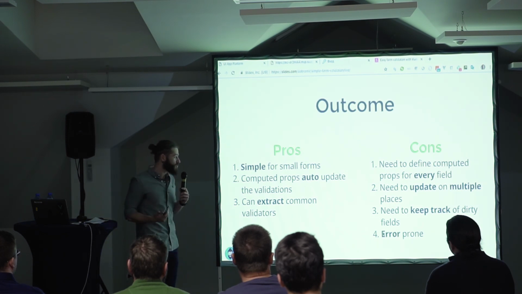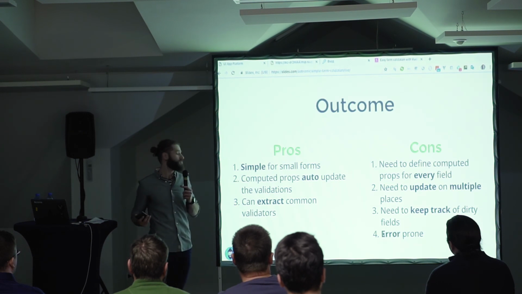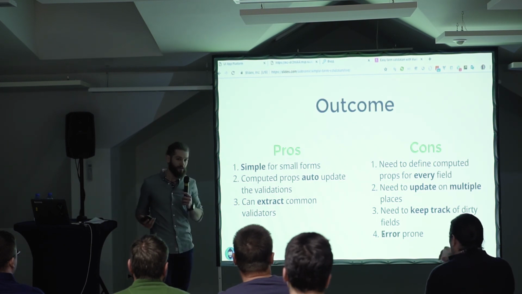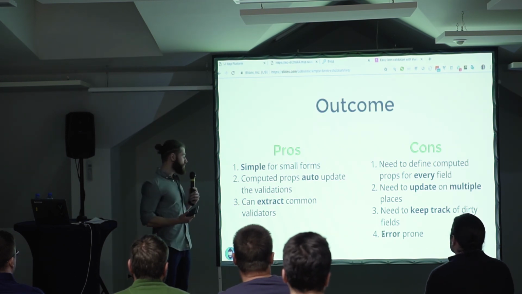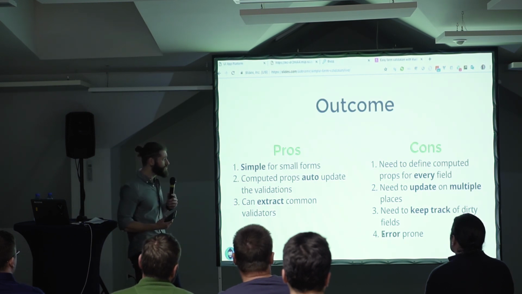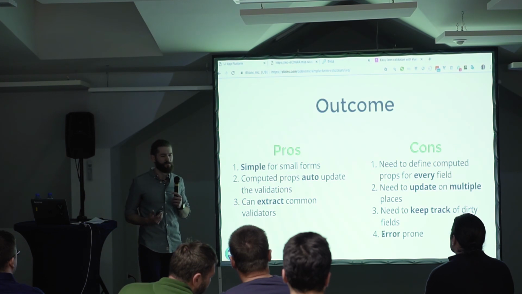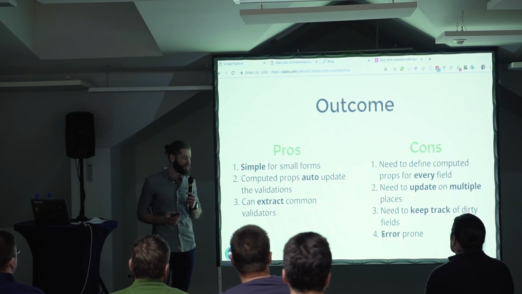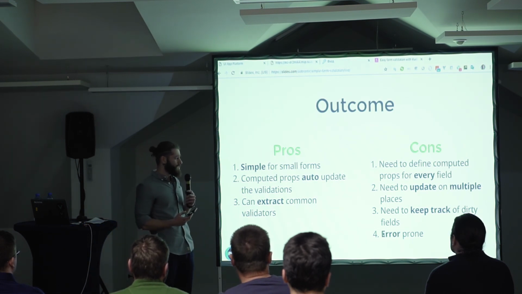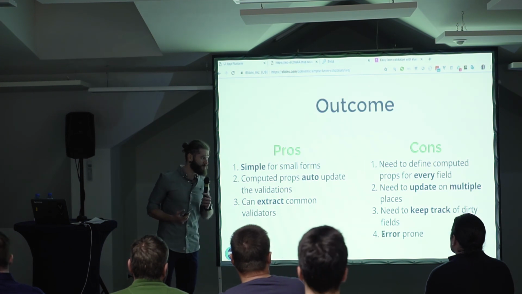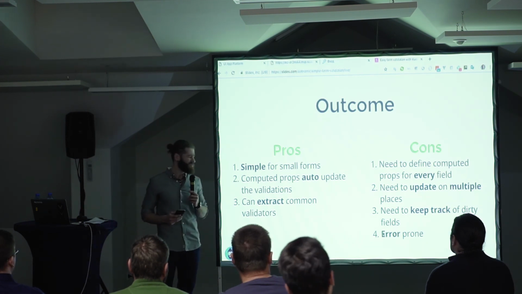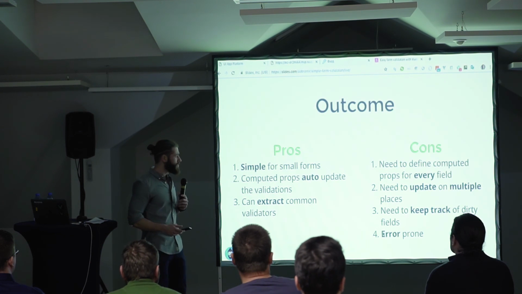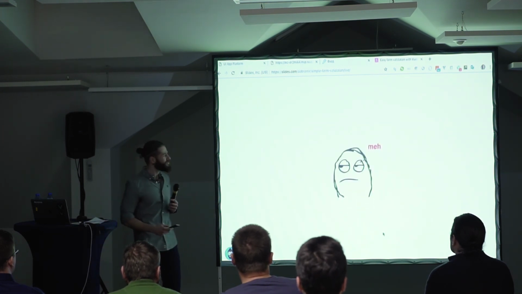So the pros, it's super simple for small forms. You just have a few computed properties and you're done. Computed properties auto-compute on the fly every time, so you don't have to worry about that. And you can extract your common validators. The cons though, you need to define your computed properties for every single field you are trying to track. You need to update your hasErrors in multiple places, you need to update the templates. It's a lot of updating, and you need to keep track of your dirty fields on your own. If you need to track each individual field, that's pain. A lot of extra boilerplate. And everything is super error prone. I mean, it's fine, but meh, no.